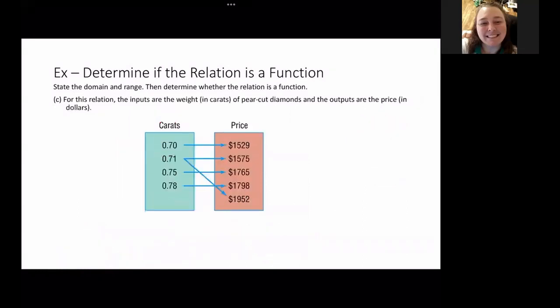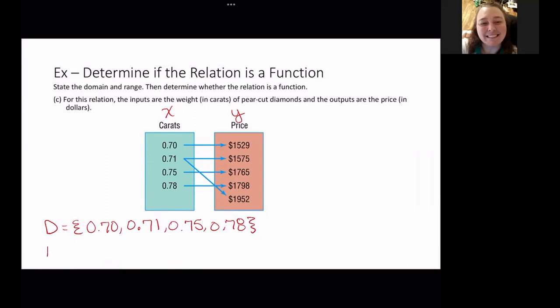So one more example here. State the domain and range. So for the input, the weight in carats, so this is our x, and our output is the y. Remember, x is the input, y is the output. So our domain is going to be the x's, so 0.70, 0.71, 0.75. They're getting nice and smart with us and putting them in order for us. I'm very grateful. I don't have to think as much.